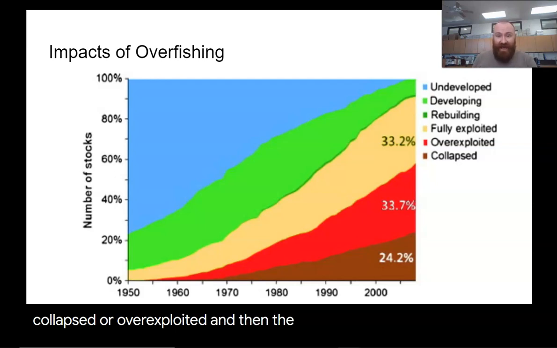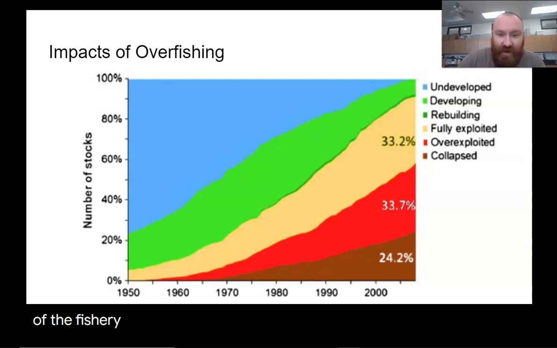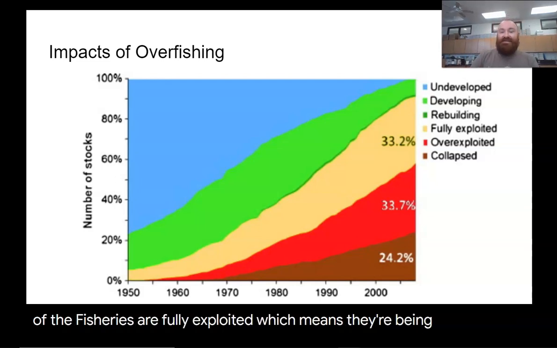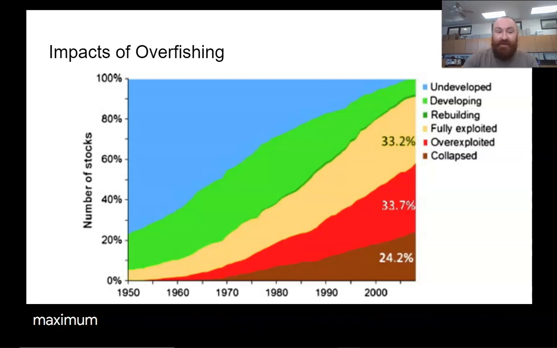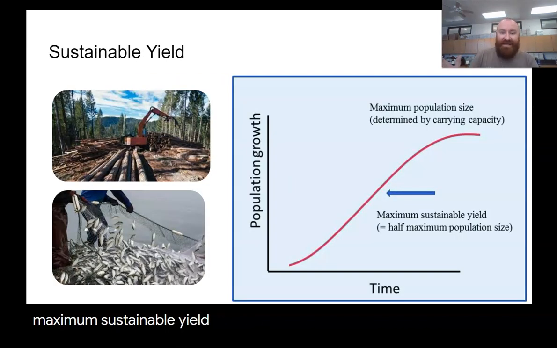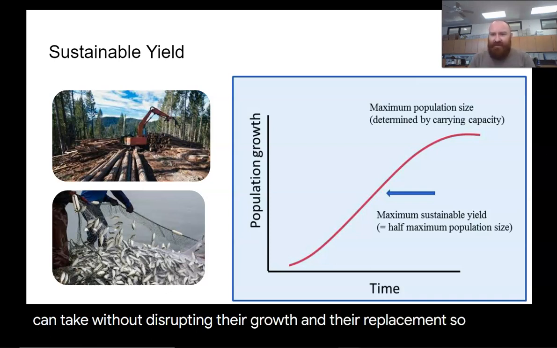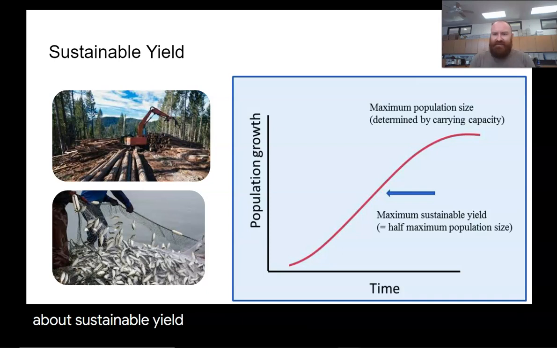And then a third of the fisheries are fully exploited, which means they're being taken at a maximum sustainable yield. What is that? A sustainable yield is the most you can take without disrupting their growth and their replacement. So this is all about sustainable yield. It's the amount of a renewable resource that can be taken without reducing the available supply.